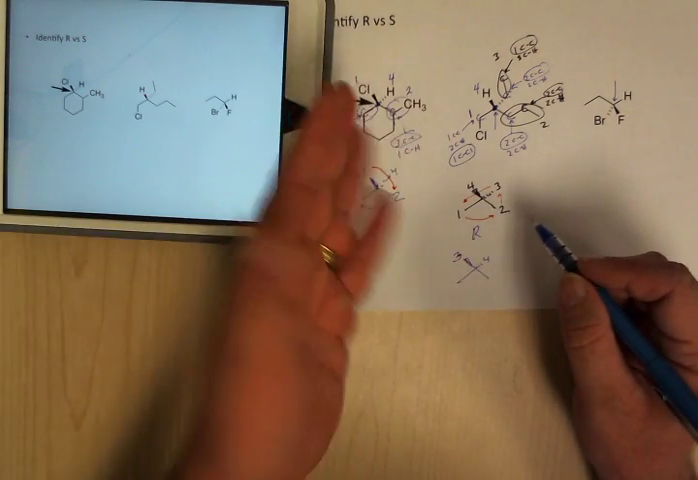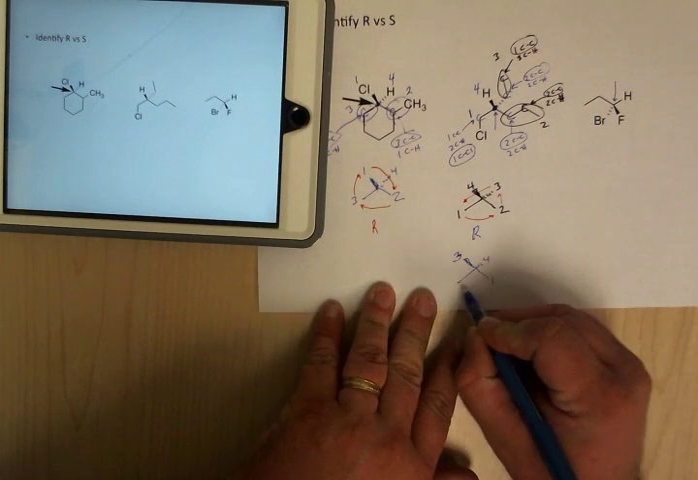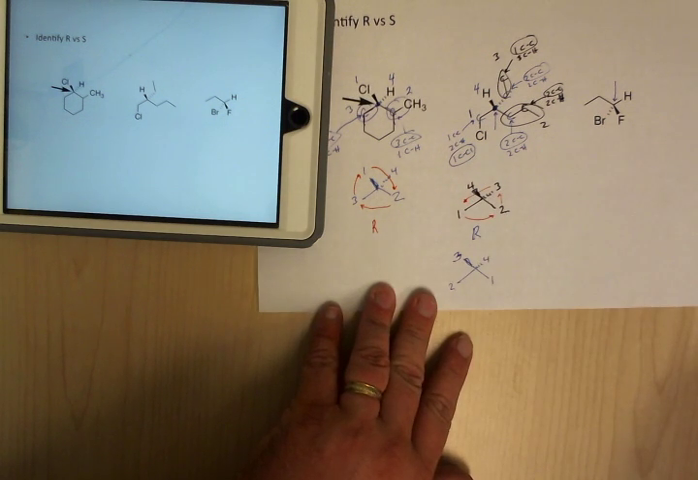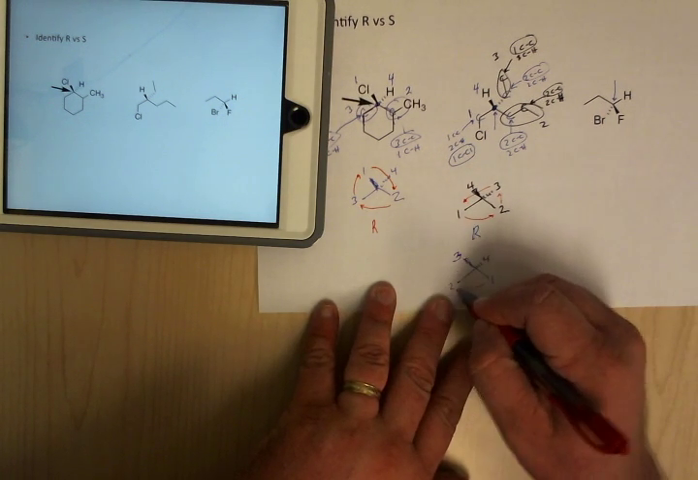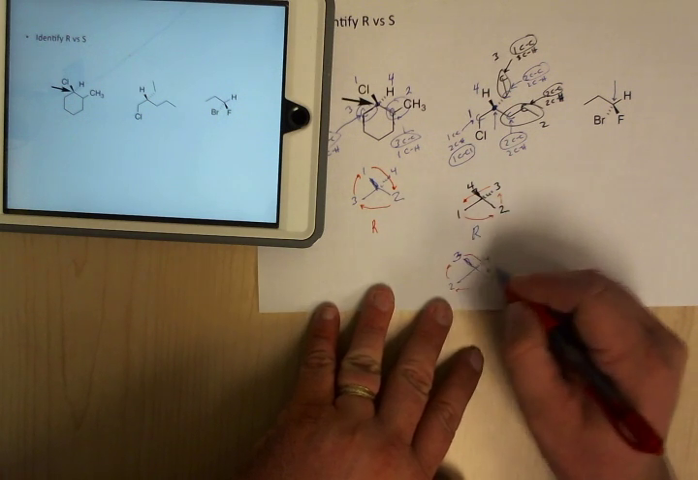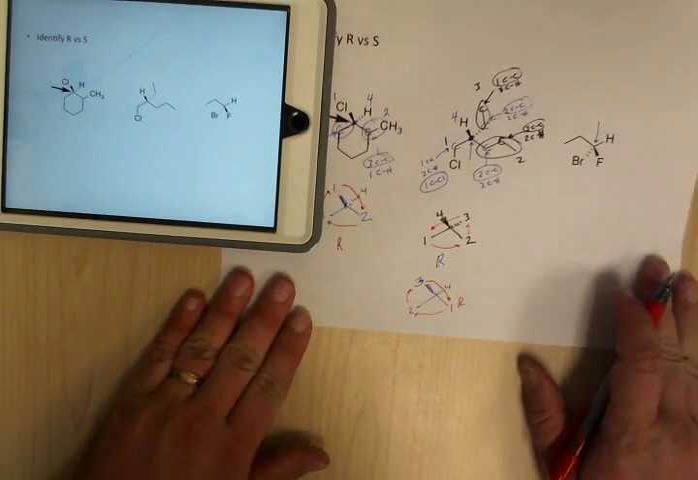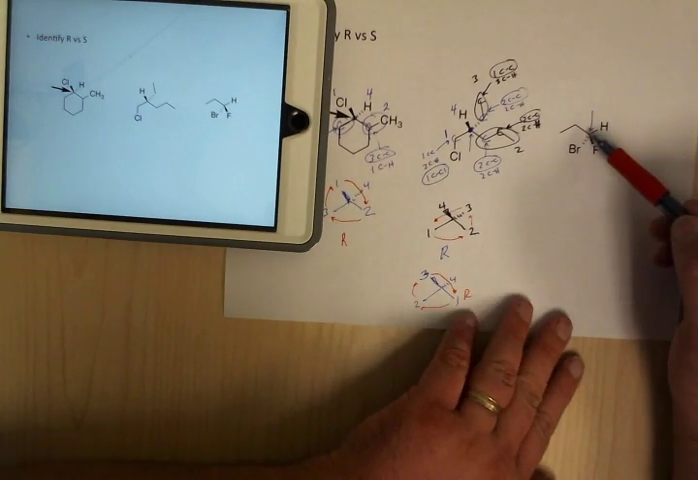So you take your model kit and just rotate the thing. These 2 are switched, these 2 are switched. So it's 1, 2, and it ends up looking like this. 4 behind, which again is clockwise, which again says R. Not so bad.